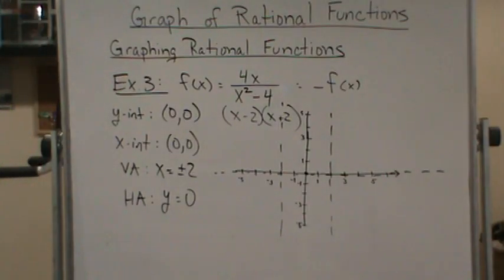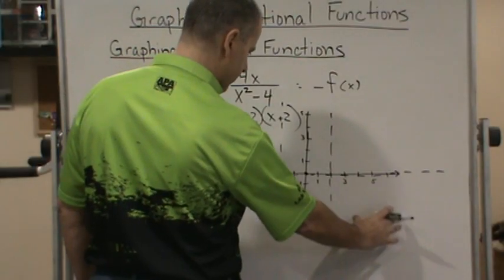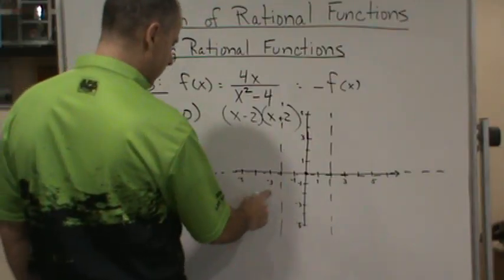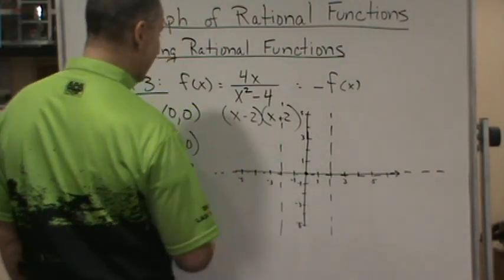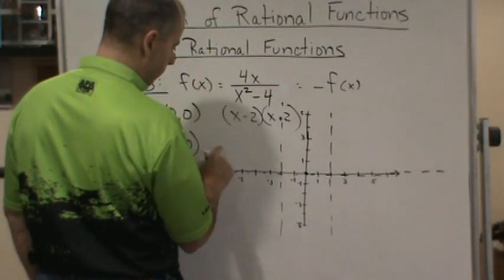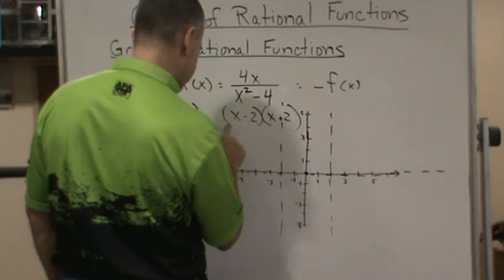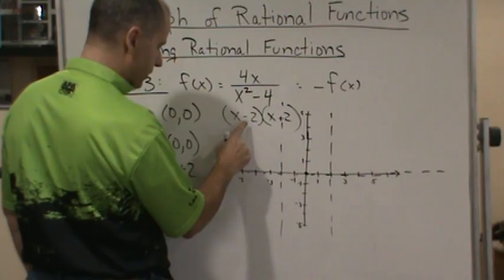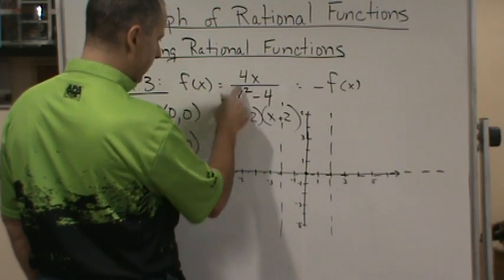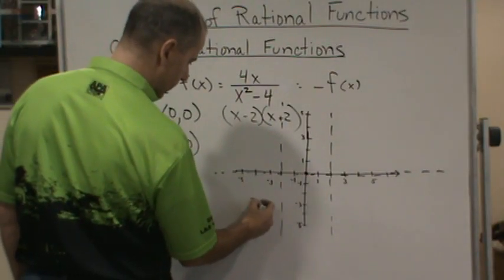Now look what we have. We have this interval and this interval, so we want to test a point in this interval. Let's do -3. If we do -3, the numerator is negative, and the denominator is positive, so we have a positive denominator and a negative numerator. So this whole thing will be negative. So we're going to be in here, so this is going to be negative.